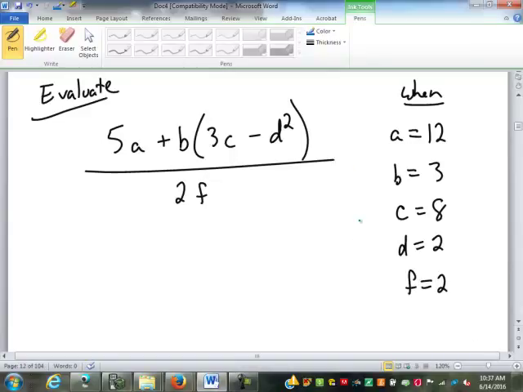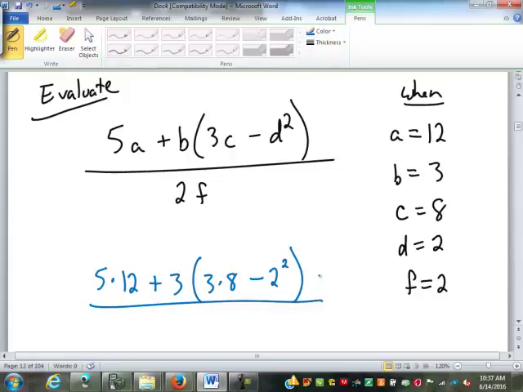So our first step is to replace the letters with the numbers. So 5A becomes 5 times 12 plus 3 parentheses 3. Okay, 3C becomes 3 times 8 minus D squared is going to be 2 squared. And then that's over. 2F will be 2 times 2.